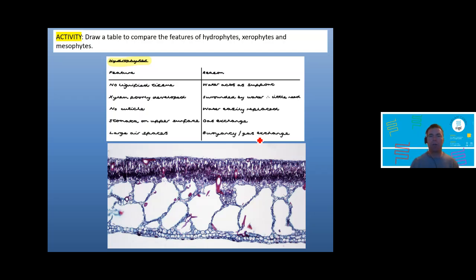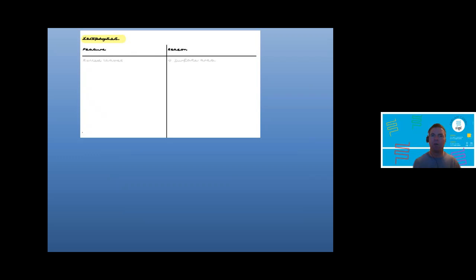And it has large air spaces. So you can see those large air spaces here. This is the spongy mesophyll. Well, this section there is the spongy mesophyll. Look at the size of these air spaces. That's because it provides buoyancy. Okay, now if we go to a xerophyte, there's a bit more going on here.